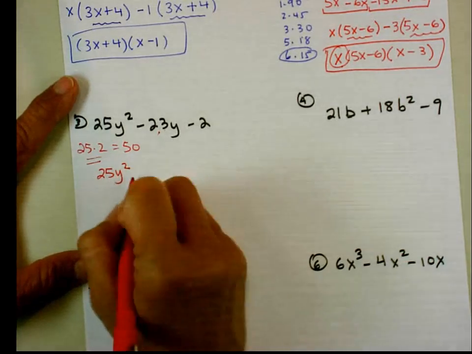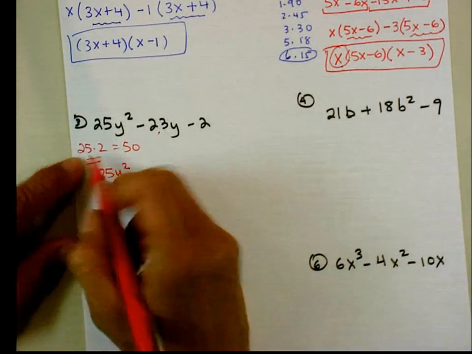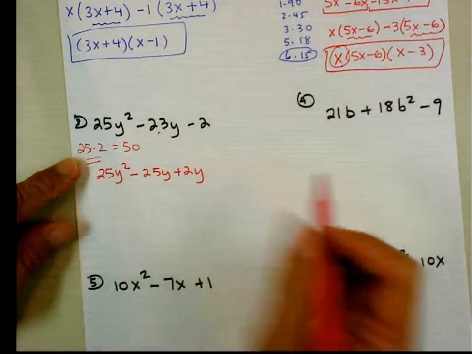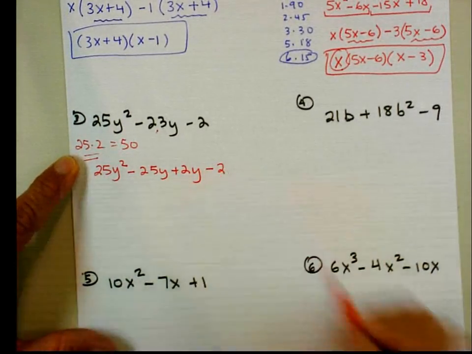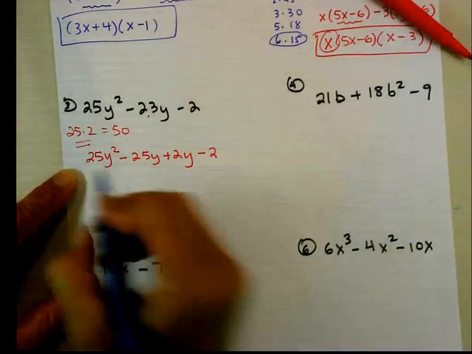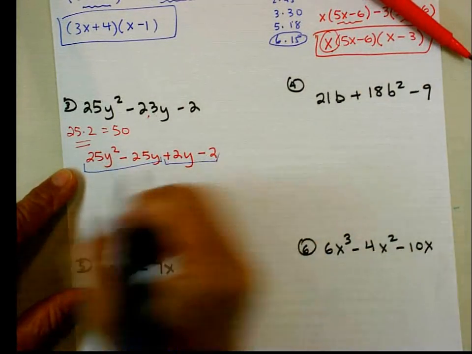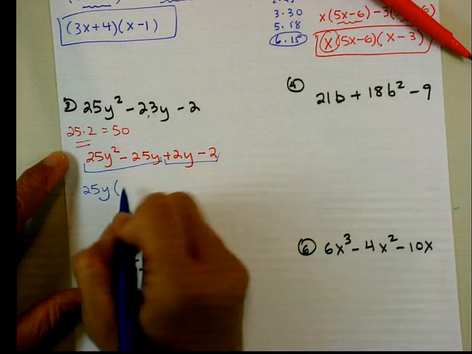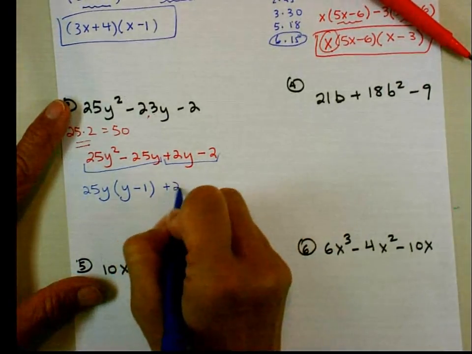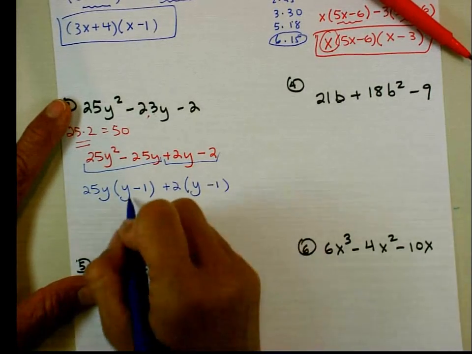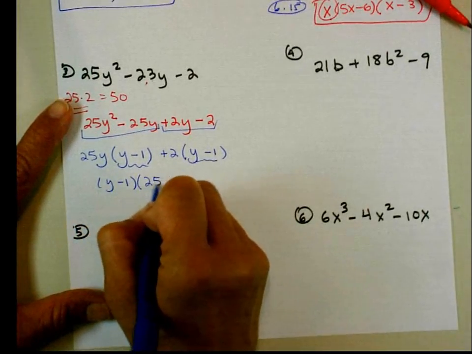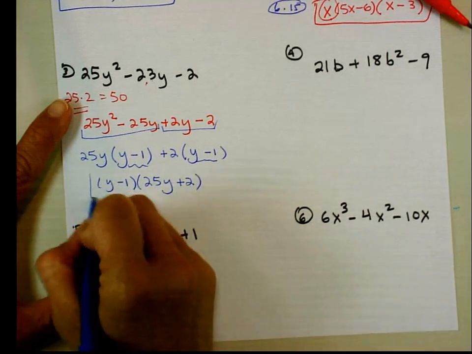We're in y's now, so whatever. 25y squared. How about, so I'll do a negative 25y and a plus 2y. So that if these guys combined, it would get me back to my negative 23y. And then a minus 2. I've taken it from 3 terms, turned it into 4 terms. So now we group. 25y comes out. Y minus 1 stays behind. How about a plus 2 comes out? Leaves behind a y minus 1. Squiggle under the common. Y minus 1 times 25y plus 2.